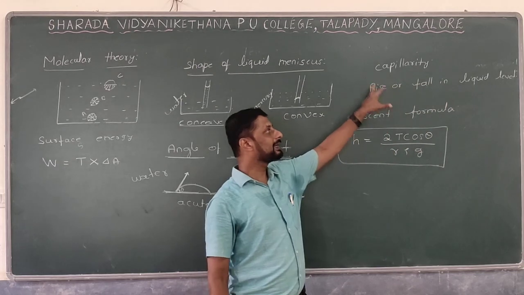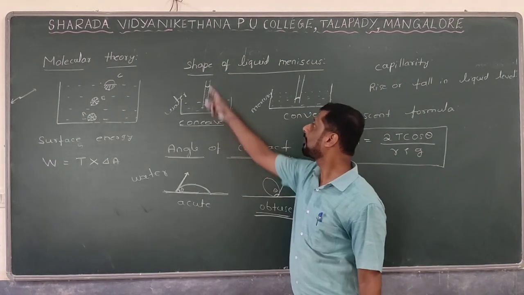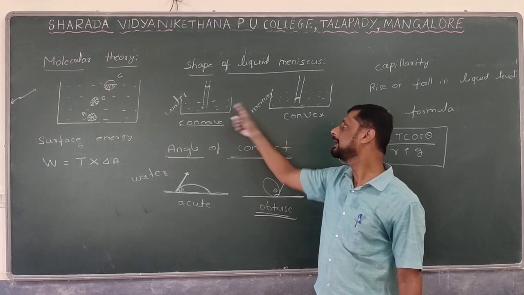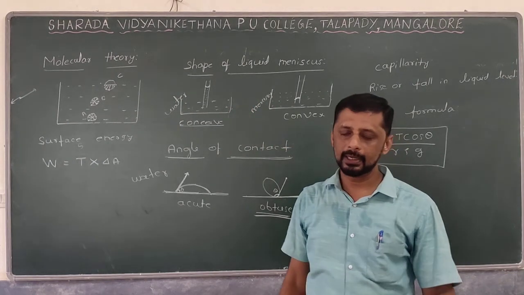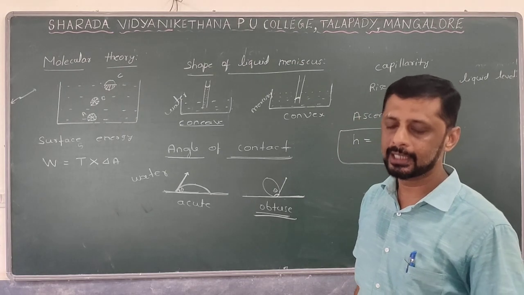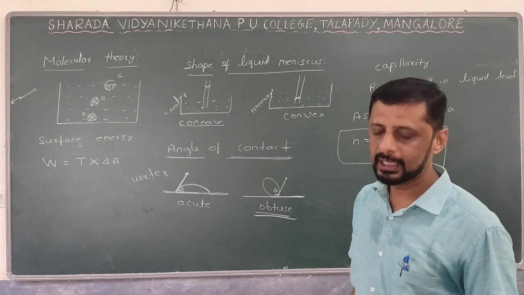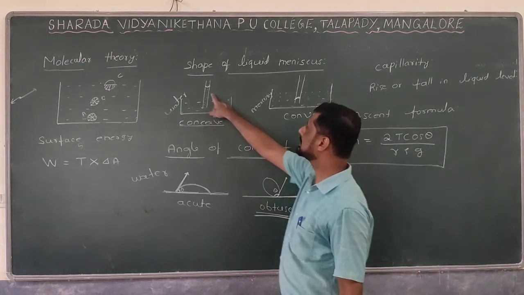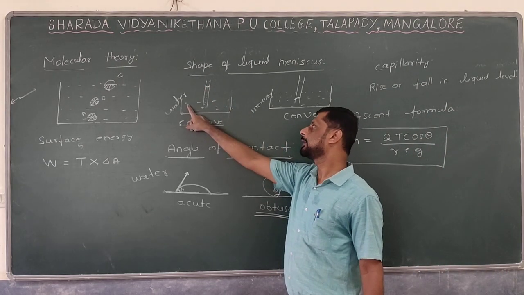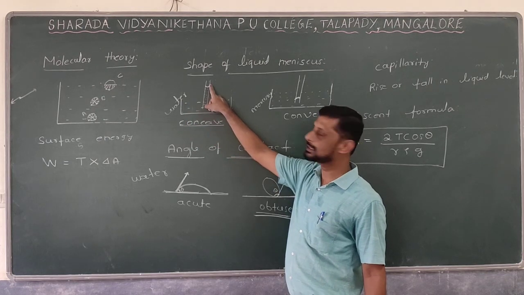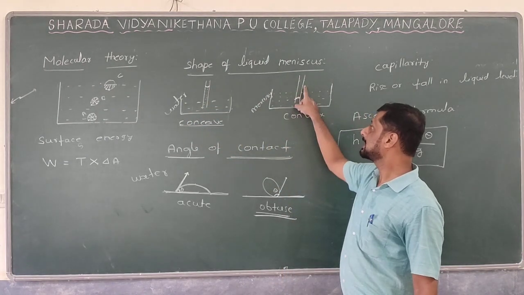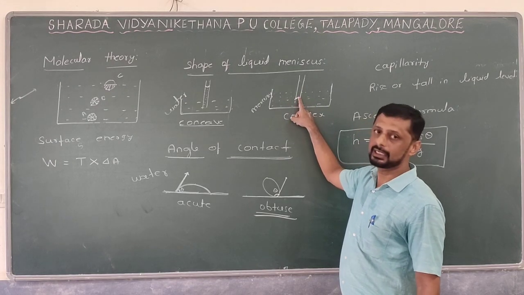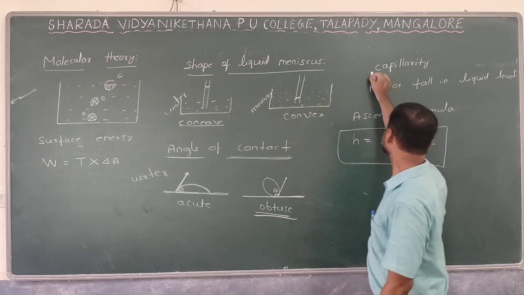Next, capillarity. Capillarity is nothing but rise and fall in the liquid level. Rise or fall in the liquid level when a capillary tube is immersed in a liquid is called capillarity. So when you place the capillary tube in a container filled with water, the liquid level rises. When you place the same capillary tube in a vessel filled with mercury, the level of the liquid decreases inside the tube. That is called capillarity.